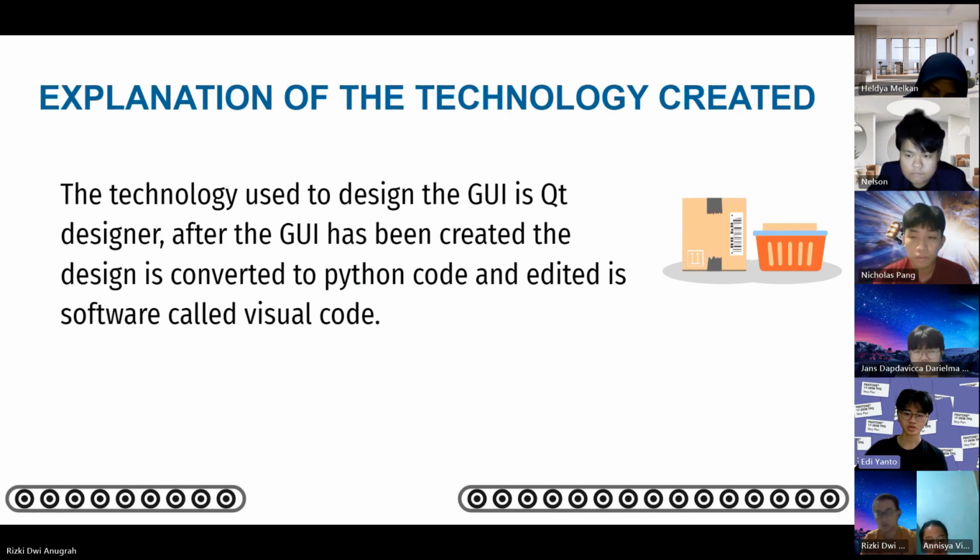Explanation of the technology used. The technology used to design the GUI is Qt Designer. After the UI has been created, the design is converted to Python code and edited in software called Visual Studio Code. The next will be presented by Rizki.